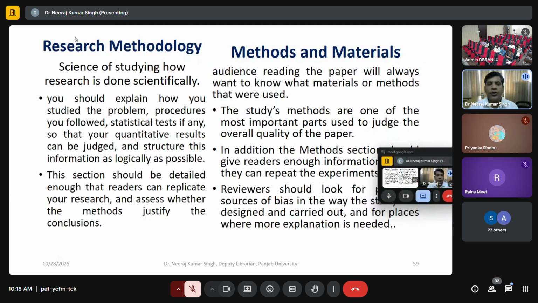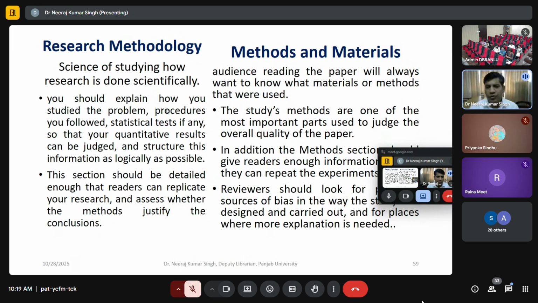So if your methodology is not correct, if you have not taken a proper sample, you have not applied a proper sampling method, you have not selected properly the area or scope of your study, then there is no need of writing or publishing any research paper, because that research paper is never ever going to be accepted by any journal. So you should be very clear about the research methodology part.